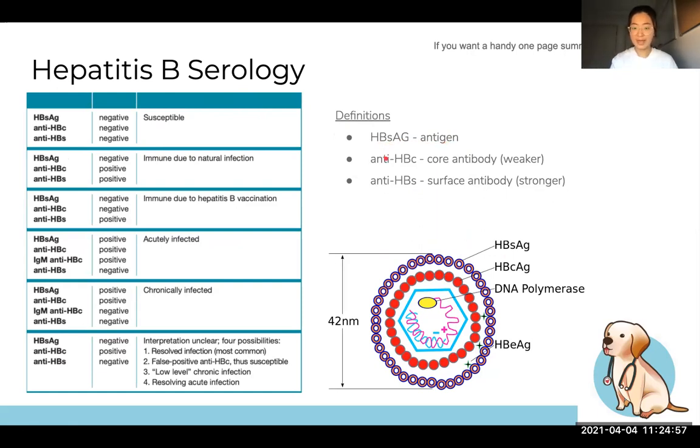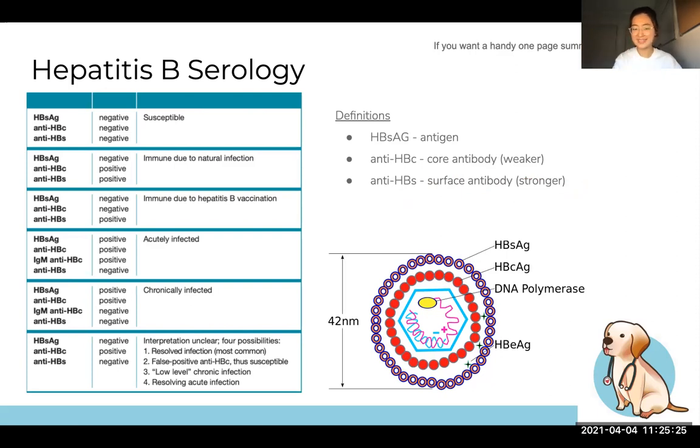Then we've got your anti-Hep B core antibody, and anti just refers to antibody. So you've got your Hep B core antibody and Hep B surface antibody. Amongst these two, your core antibody is the weaker of the two, surface one is stronger, which means if you get a vaccine, it's going to cause you to produce your surface antibodies, essentially operating on the assumption that if you have the antibody that's stronger, you won't need the one that's weaker.